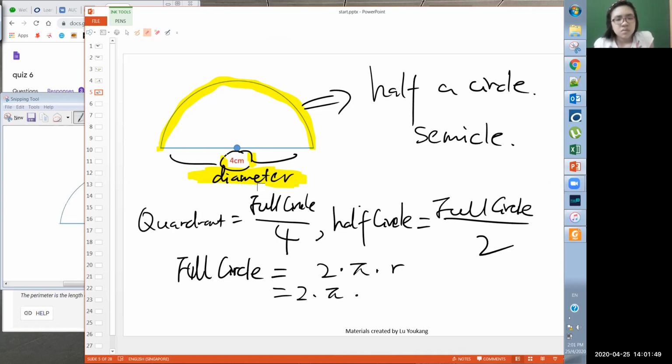Look at the diagram. So the 4 cm is the diameter or radius? Diameter. Yes, exactly. Then how come you tell me the radius is 4? First things first, you tell me this is the diameter. So above the diameter, what is the value? 4. Then how can you tell me the radius is 4?